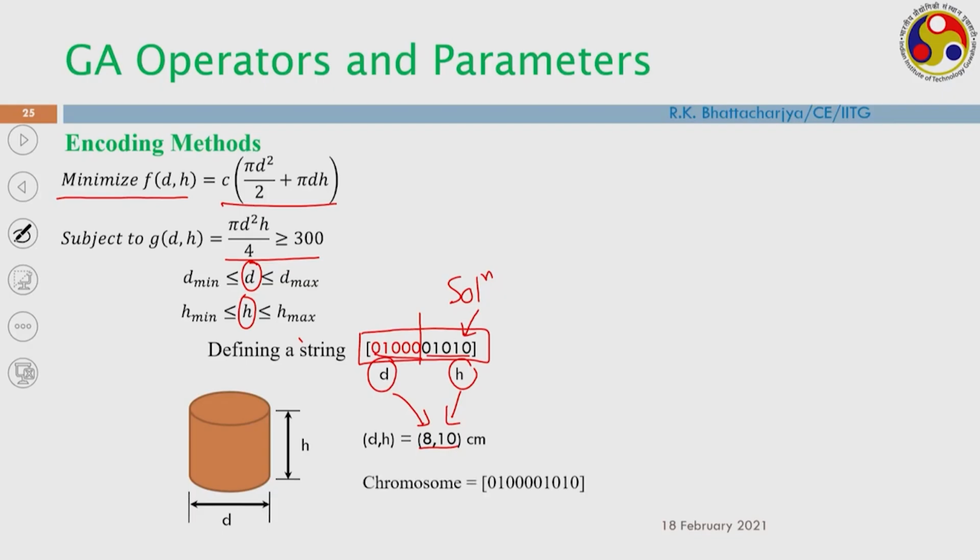So, here this is a chromosome: 0 1 0 0 0 0 1 0 1 0. I can decode this chromosome, and if I decode it I will get D equal to 8 and H equal to 10. Putting that value in the objective function, I can also find out what the fitness value will be for this particular chromosome.